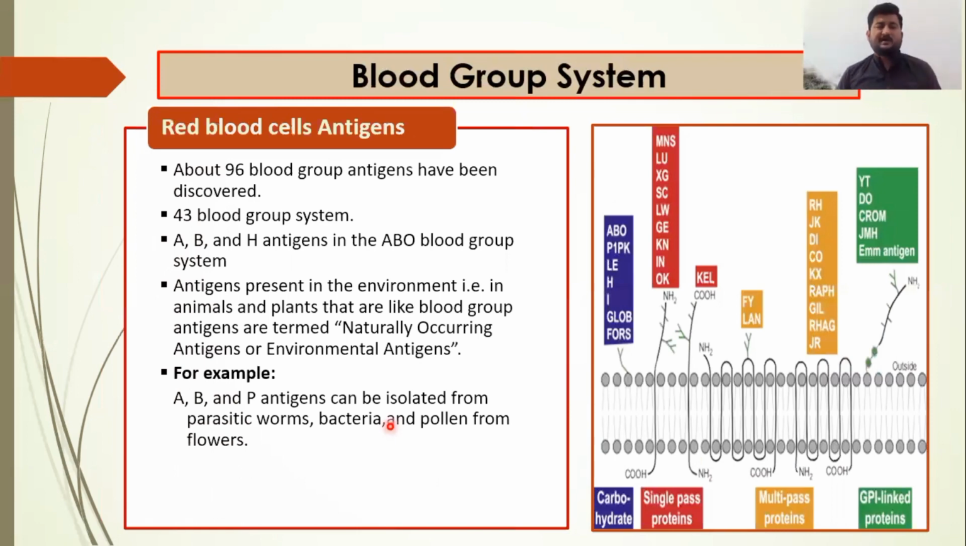Next one is RBC antigens. About 96 blood group antigens have been discovered till now, in 43 blood group systems. ABH antigens, for example in the ABO blood group system: A, B, and H antigens, three antigens are involved in the ABO blood group system. Antigens present in the environment, i.e. in animals and plants, that are like blood group antigens are termed naturally occurring antigens or environmental antigens. What is the difference between naturally occurring antigens and the other antigens?